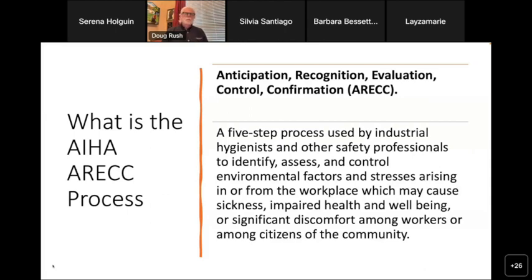It's very nice, particularly in a courtroom whenever I'm testifying on your behalf or someone's behalf who's asked me to come in and help them defend against something. It's an easy way for me in the courtroom to just tell them it's a 5-step process that we go through. First step is anticipation, then recognition, evaluation, and then controlling of the hazard and confirmation.